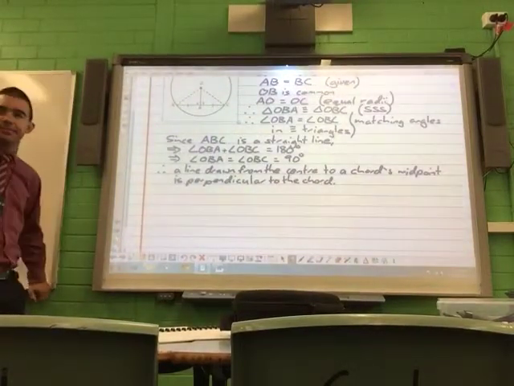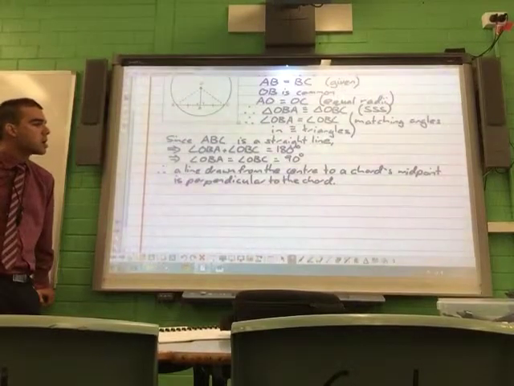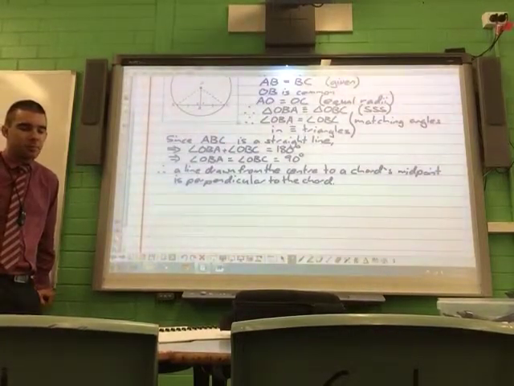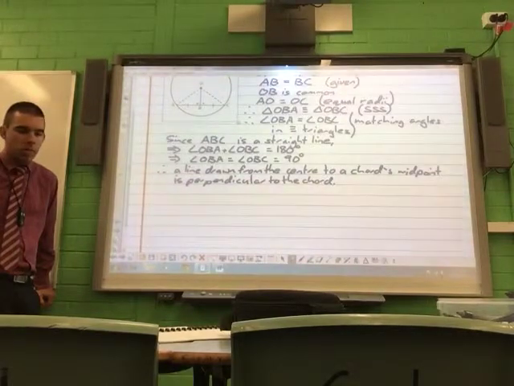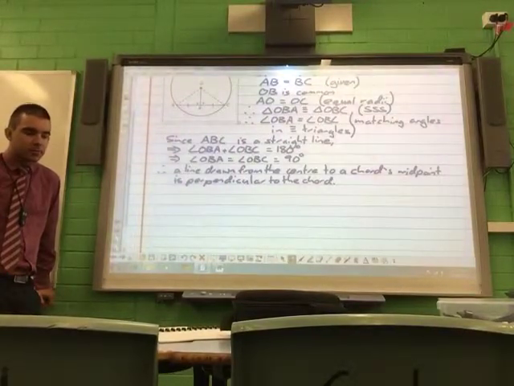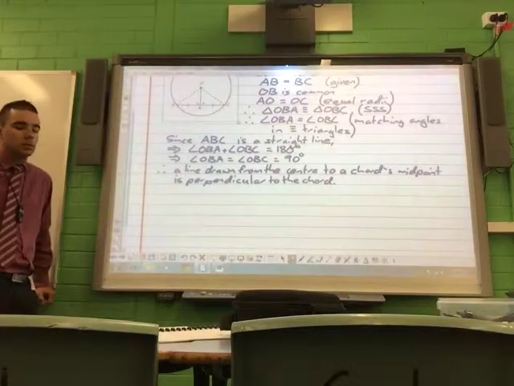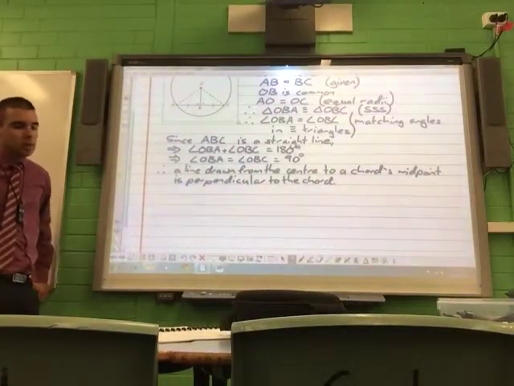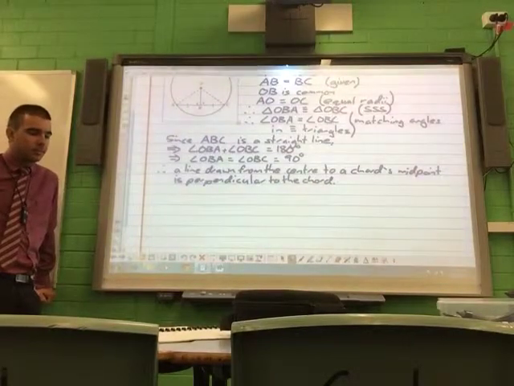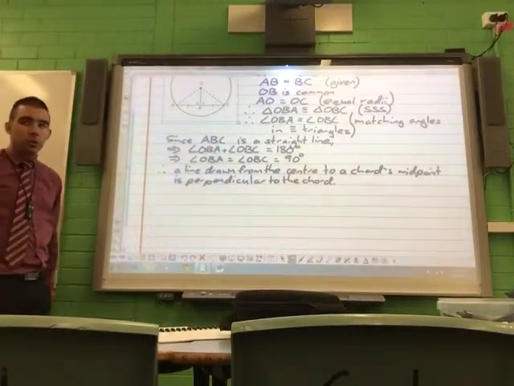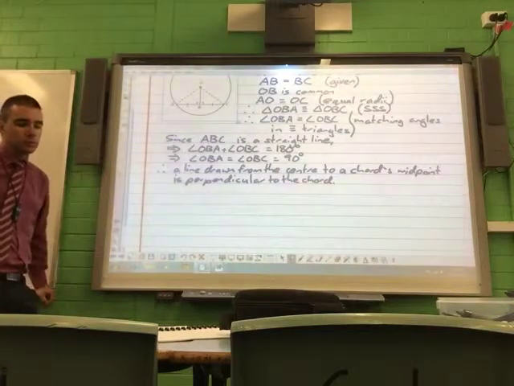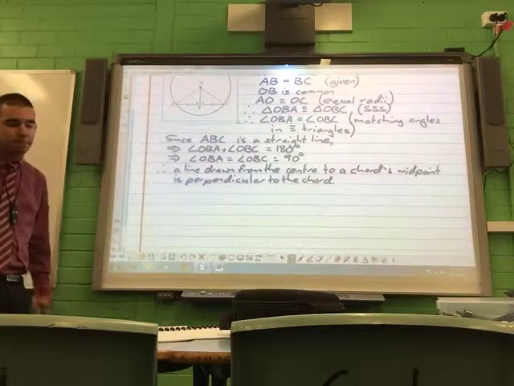But any questions? Okay, so it works for any chord in any circle. So you draw any chord, join that chord up with the centre. That's perpendicular, it will bisect the chord. If you draw a chord, draw a line from the centre to the chord, so that each side of the chord is equal, the line you've drawn from the centre to the chord is perpendicular.